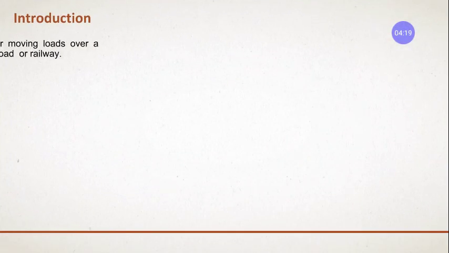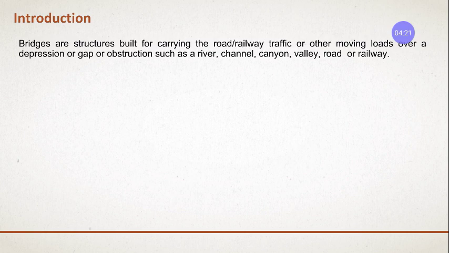So first we'll understand what a bridge is. A bridge is a structure built to carry road and railway traffic or other moving loads over a depression or obstructions such as rivers, canals, channels, valleys, roads, and railways.